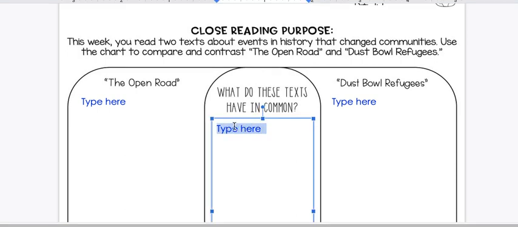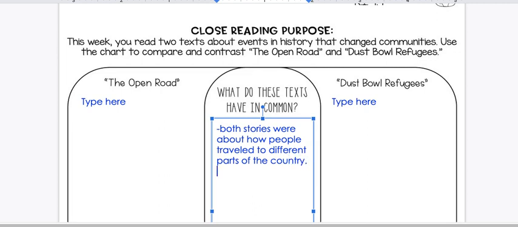Well, both stories were about how people traveled to different parts of the country, okay? And then how did they get to the different parts of the country? Well, they all were traveling by car, okay? So those are really the two most important things that these two stories have in common, that they're both about people moving, communities changing. You could even add that as a third one if you wanted to, about how communities changed and people are connected. I'll let you do that on your own.